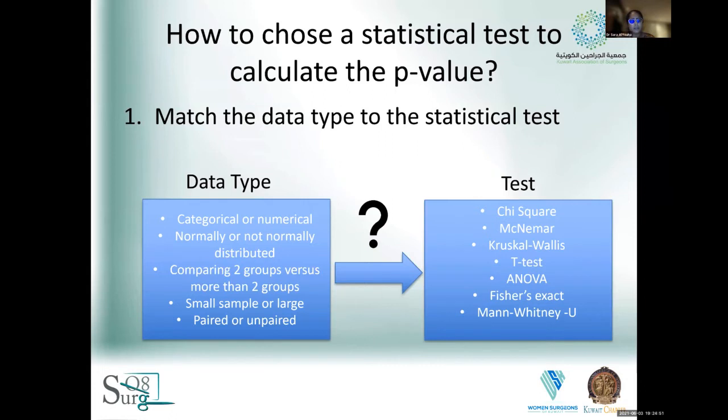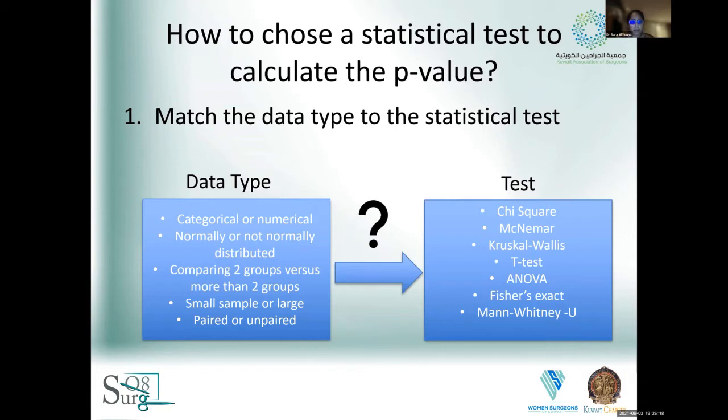The other things to talk about: are you comparing two groups, or more than two groups? Is your sample small? Is it large? Is your data paired? Is it unpaired? You have to match all these categories to one of the tests. There's more tests than that, way more. These are the most common ones you will see in research papers: Chi-squared, McNemar, Kruskal-Wallis, t-test, ANOVA, Fisher's exact test, Mann-Whitney.